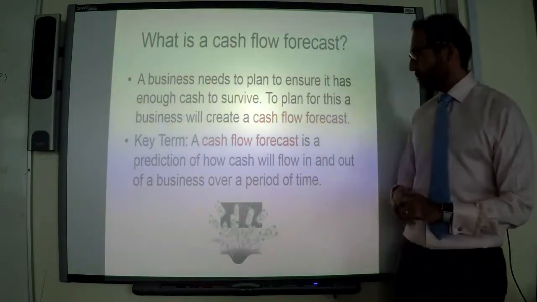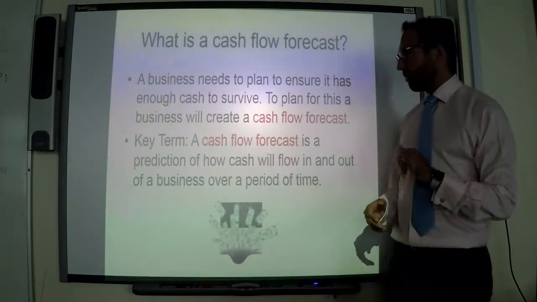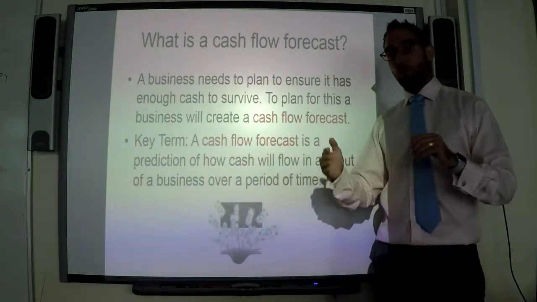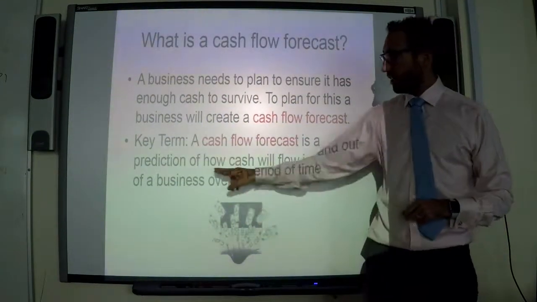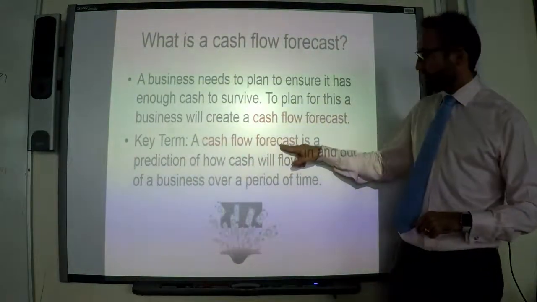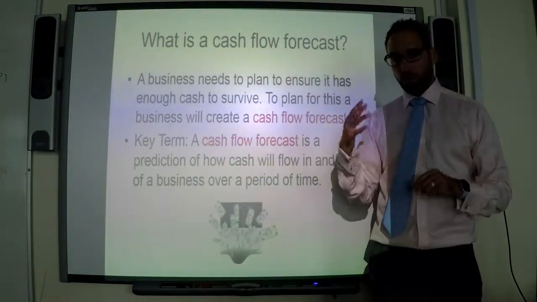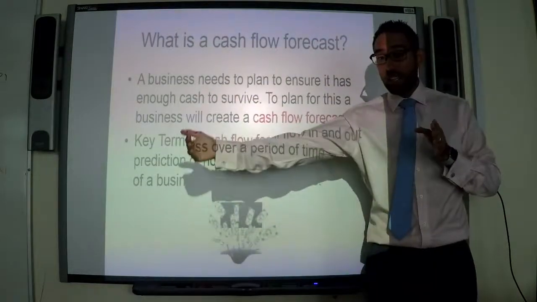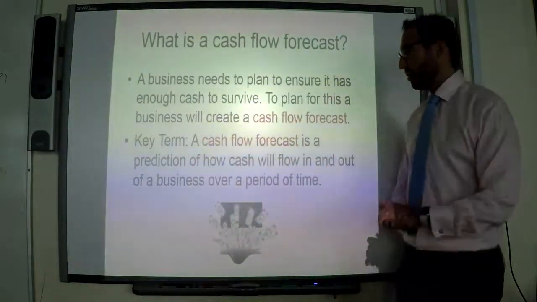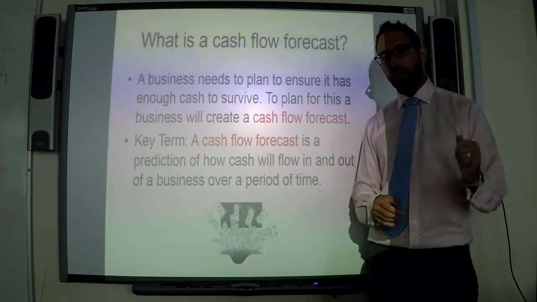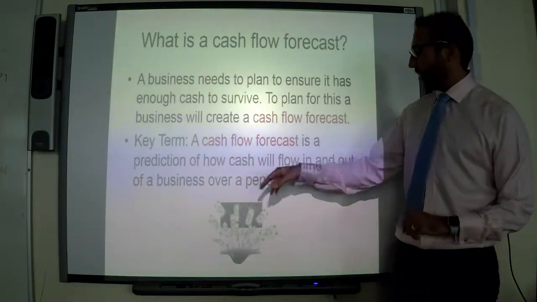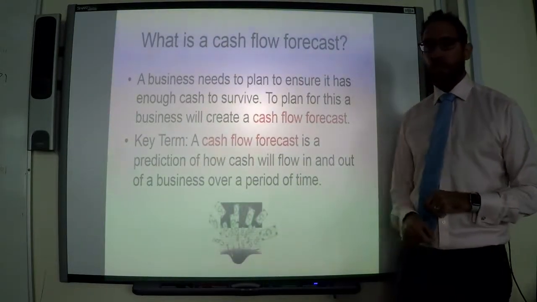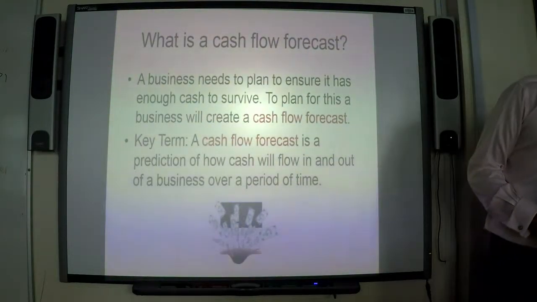Okay, as we've already said, a business needs to make sure that they are predicting what is going to happen with their inflow and outflow. So cash flow forecast is a prediction. Remember, it is a prediction because it's called a forecast. This is not what definitely happened. This is what we think will happen in the future. Remember, if you fail to plan, you plan to fail. We have to predict. So it's the prediction of inflow and outflow in the business over a period of time.